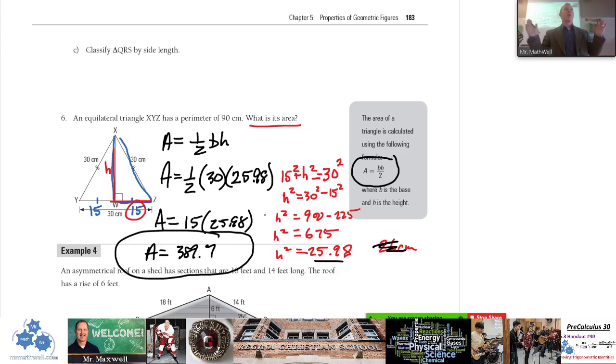Am I missing anything? Would I get full marks on the test? Units, thank you very much. Area, so centimeters squared. Thank you. Centimeters squared, very good. So look at that. That's a model question right there.